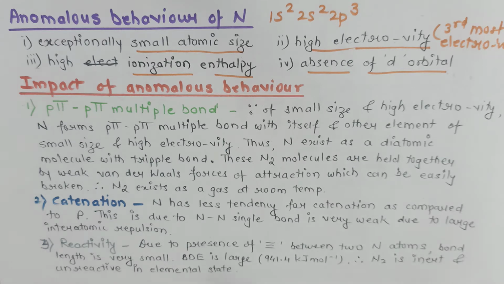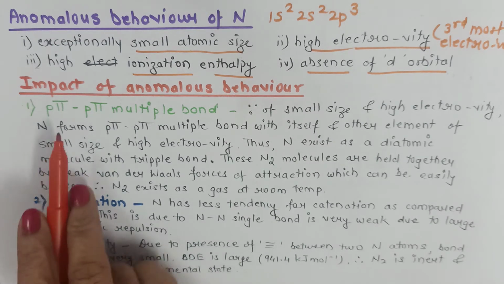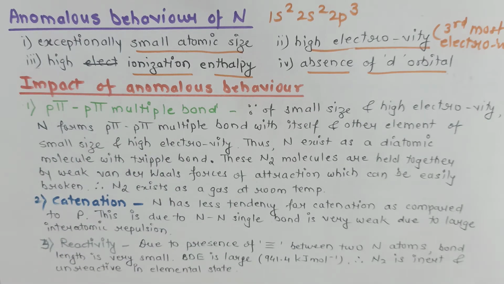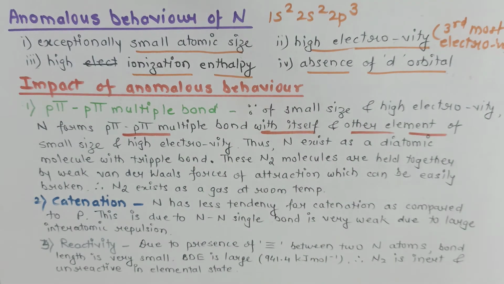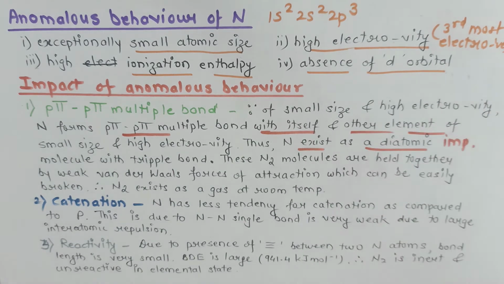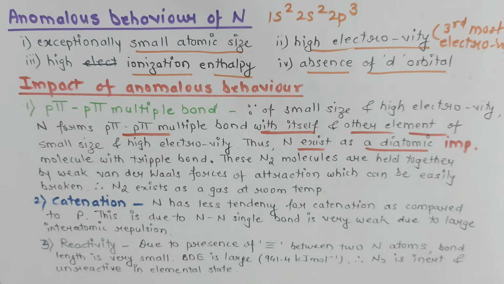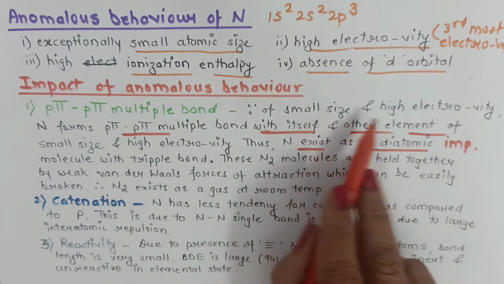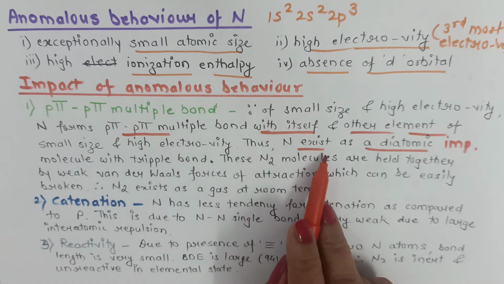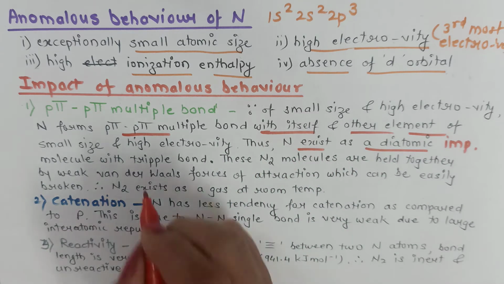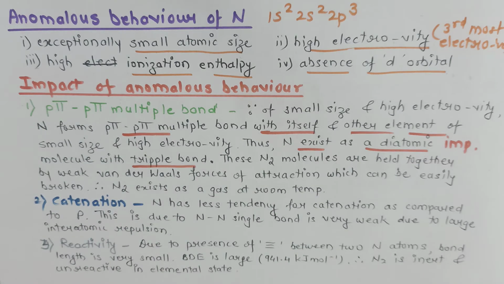So what is the impact of this anomalous behavior? The first one, nitrogen forms only p-pi multiple bond. We know nitrogen has only p orbital as its outermost orbital. So it can overlap with p orbital and can form p-pi multiple bond with itself and other elements. What will be the consequence? As a result, nitrogen will exist as a diatomic molecule. This is your give reason question, why nitrogen exists as a diatomic molecule. Because of the small size and high electronegativity, nitrogen forms only p-pi multiple bond with itself, and therefore nitrogen exists as a diatomic molecule, which results in the formation of a triple bond.